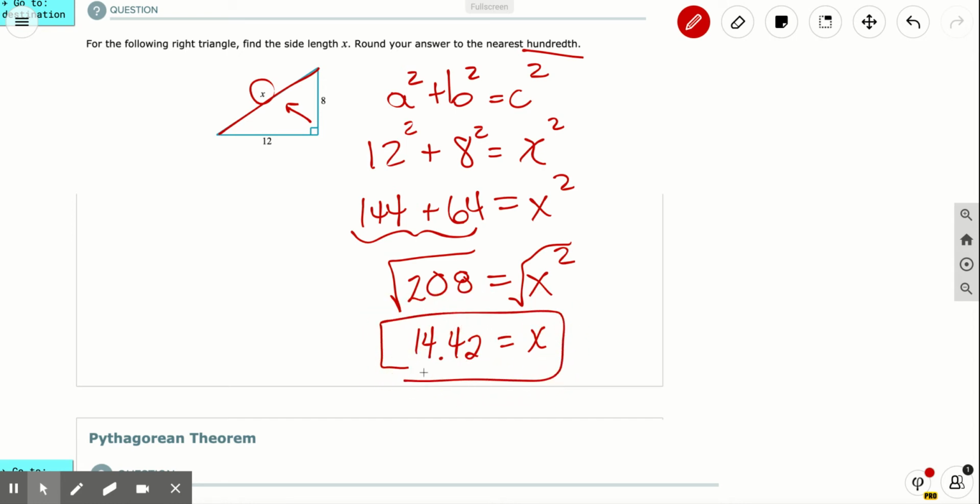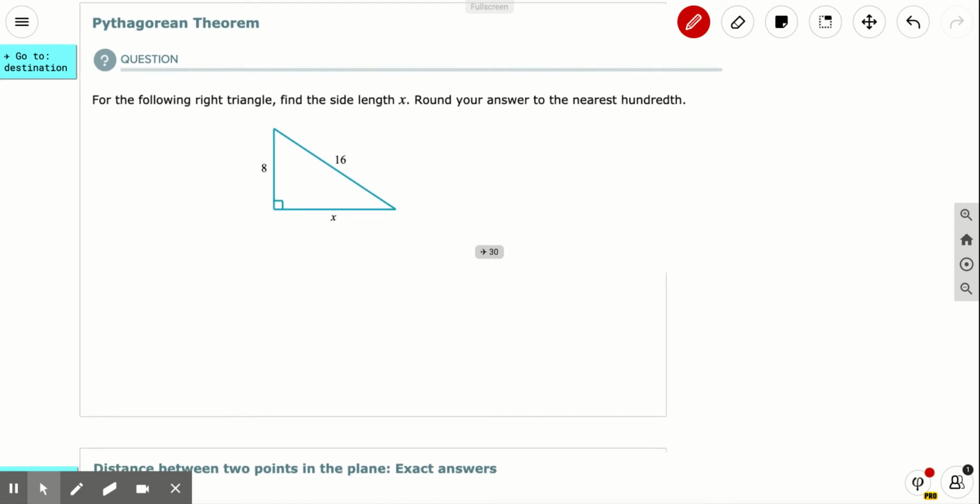Okay, next. I'm doing a few of these just so you get the hang of it. I'm trying to do different sides. In this case, here we go. We've got a right triangle. They want us to find x. We can use the Pythagorean theorem.